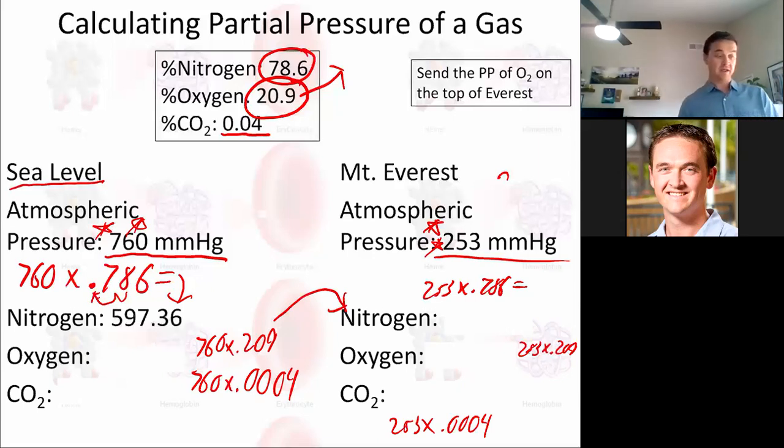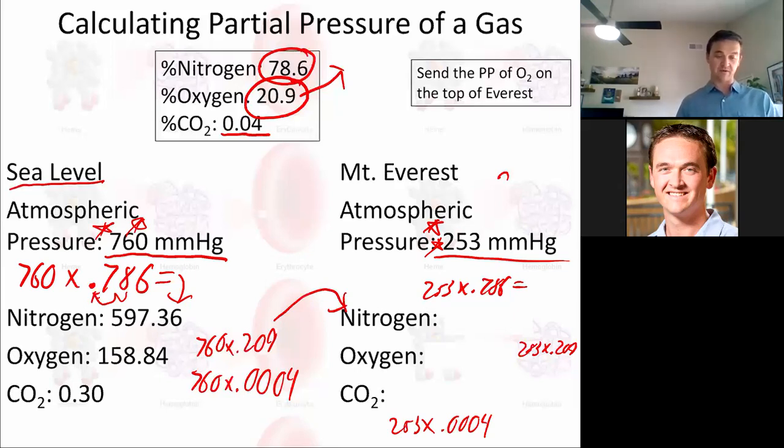Okay, so we see nitrogen, 760 times 0.786 gives us 597.36. Oxygen, we get right about 159-ish, and CO2, we get 0.3, okay? Now, if we went ahead and added those up, we should get our 760, right? And we do. If we add those three up, we get 760. And so we can always double check our math in this case, at least in the way that I'll set up the problems for you. Of course, this isn't perfectly how it always is, but this is the way I'll set up the problems for you. So the gases I give you do get you to the total atmospheric pressure.